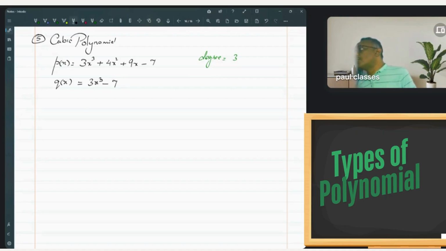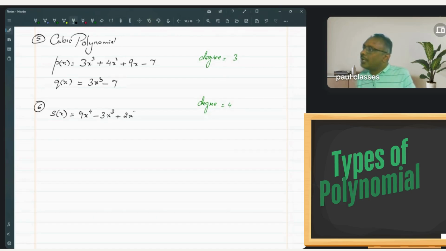What is a fourth degree polynomial called? Degree 4 is called biquadratic. Say 9x to the power 4 minus 3x cube plus 2x square minus 9x plus 2. This is a biquadratic polynomial.